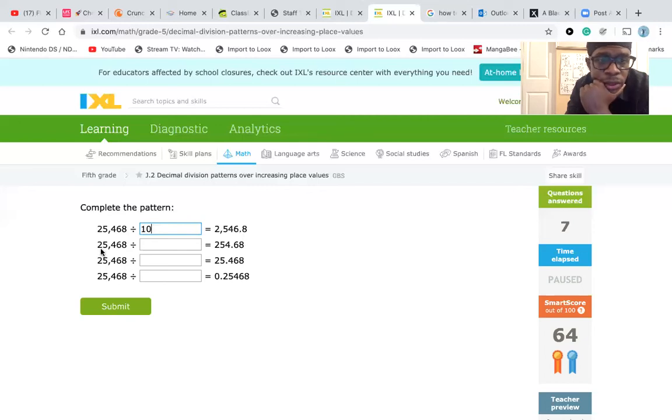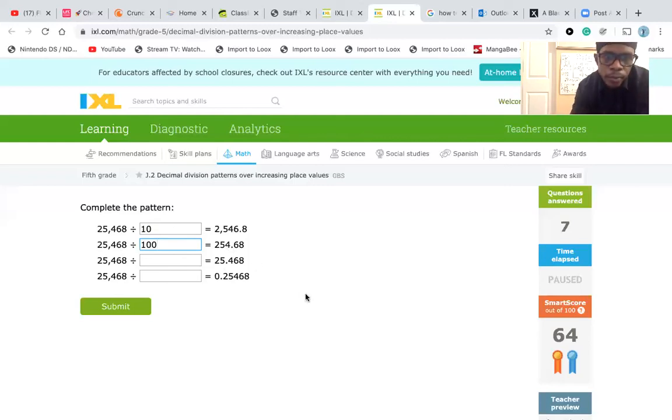So let's look at this one. We have 25,468. We divided it by something, so the decimal point was right here, and it moved two times to the left. So what could I divide 25,468 by that would make the decimal point move two times to the left? It would be 100. I think 25,468 divided by 100. 1, 2. Your decimal point should be between 4 and 6.